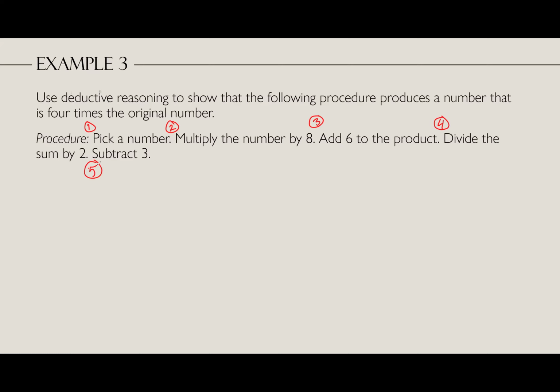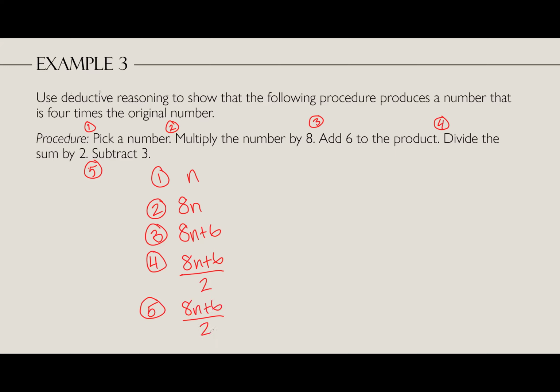So instead of picking a specific number, let's be broad. Step 1, choose a number. Let's call my number n. Step 2, multiplying by 8. I get 8 times the number n. Step 3, add 6 to the product. So 8n plus 6. And then step 4, divide the whole thing by 2. And then step 5, subtract 3. So we get (8n plus 6) over 2 minus 3.